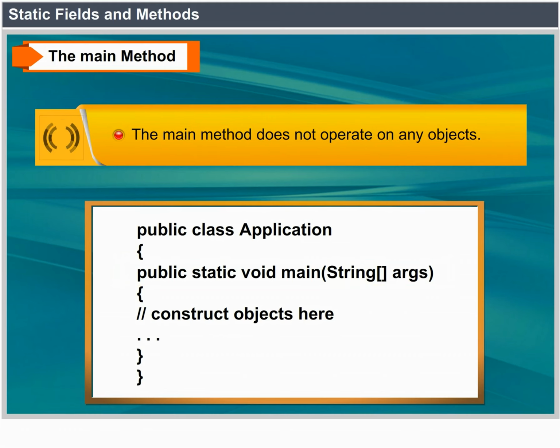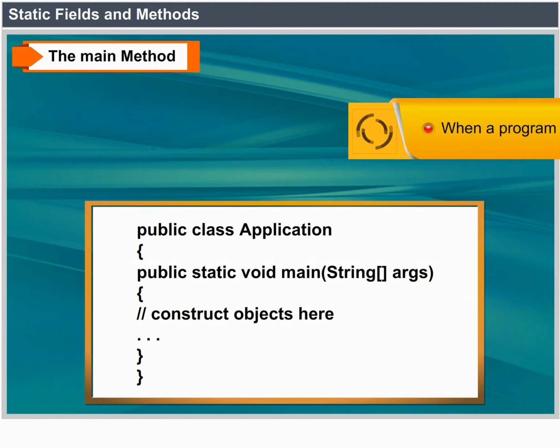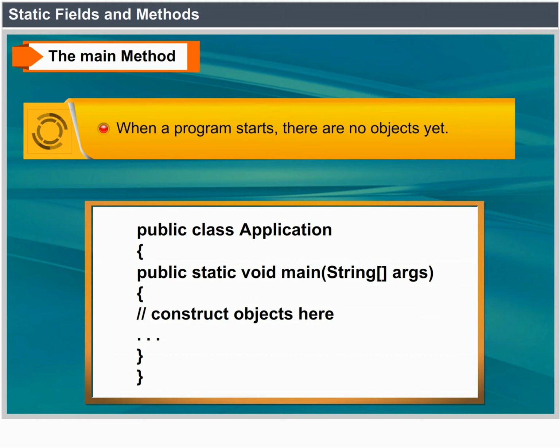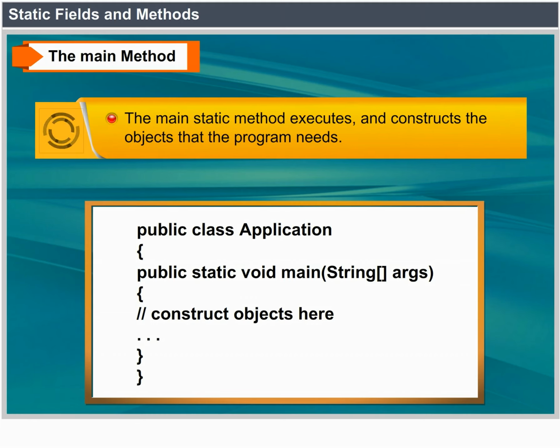The main method does not operate on any objects. When a program starts, there are no objects yet. The static main method executes and constructs the objects that the program needs.